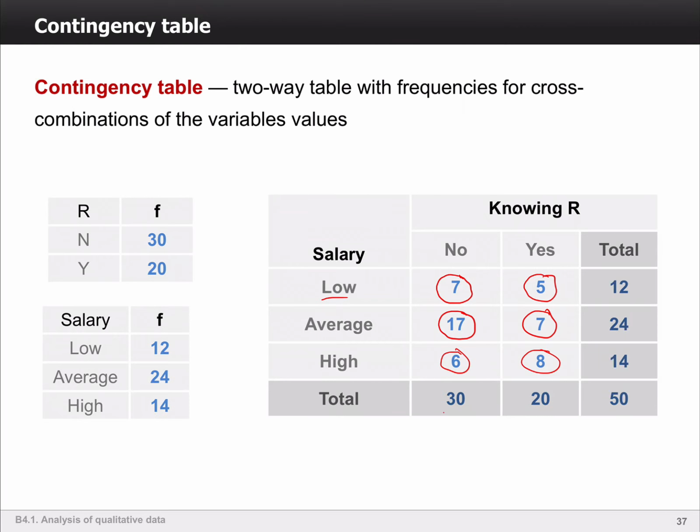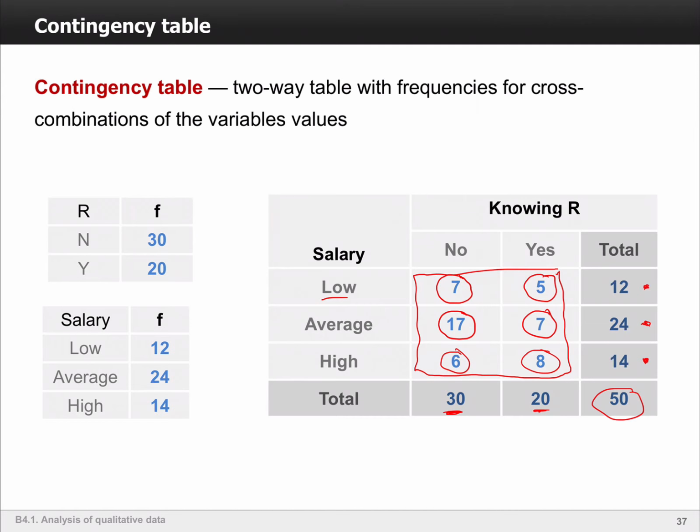Then we have the totals for every level. In this case, these are engineers: how many engineers don't know R, and how many engineers know R. And then we have these totals for the salaries, for the low salary, the average, and the high salary. And that's the total amount of answers in our data. So that's how a contingency table looks, and this is the most important part of it. That's actually the observed frequencies.